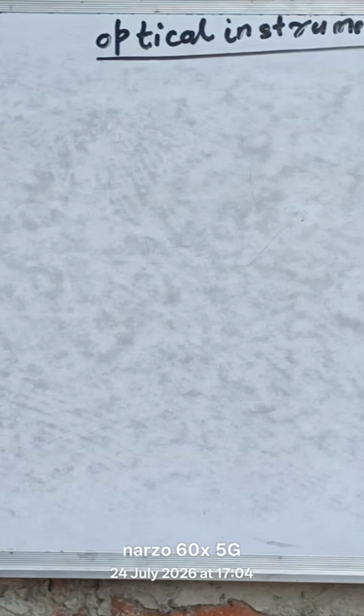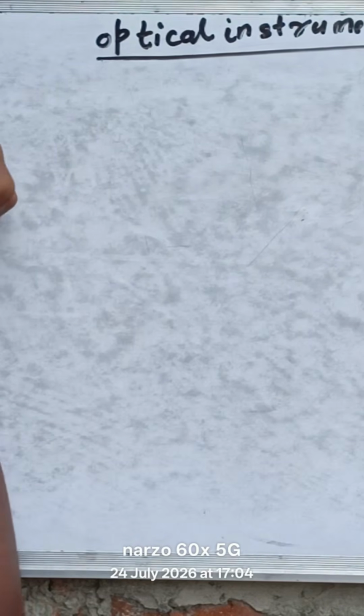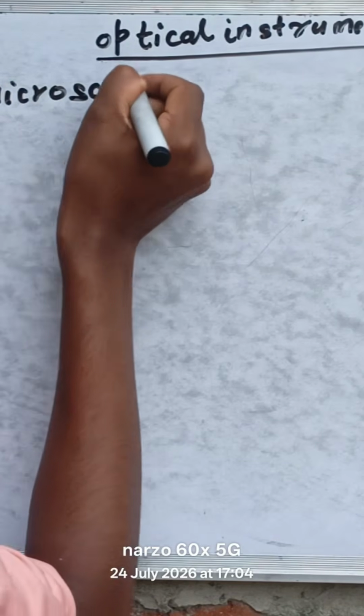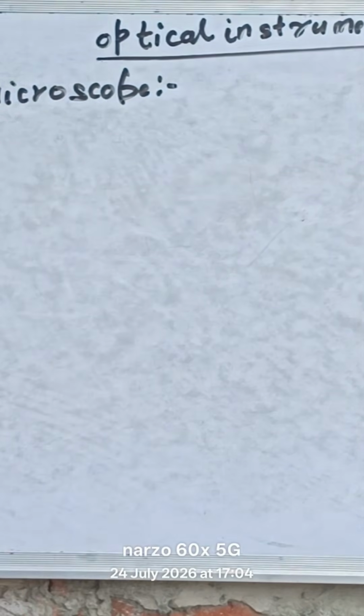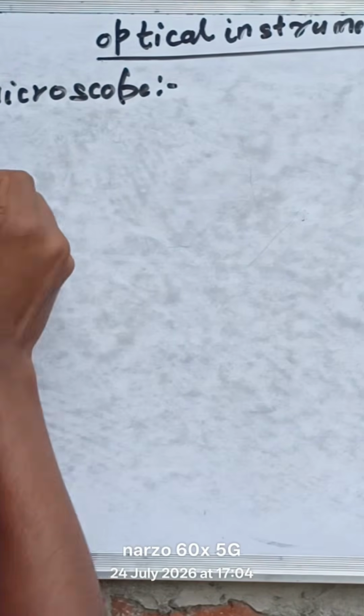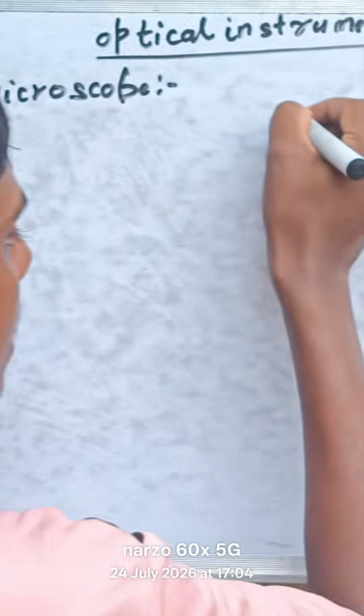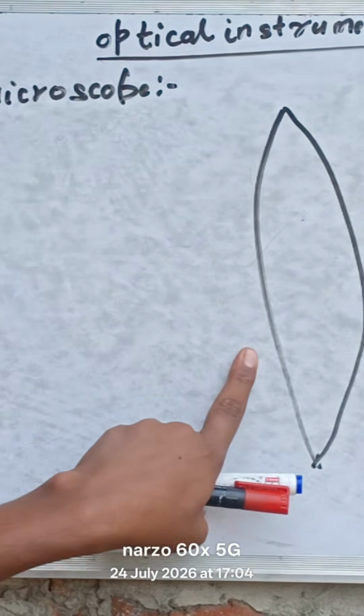Okay, so let's begin with this. Second is the compound microscope. In case of compound microscope, there are two types of lenses. First one is the objective lens, and this is the eyepiece lens.